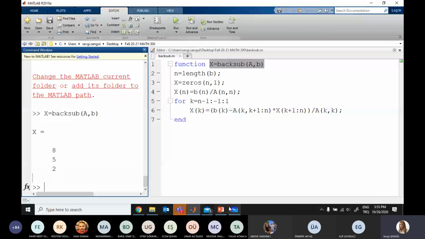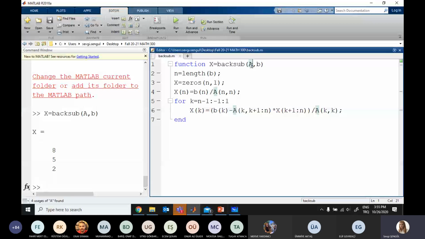Let's see, is it true? Is the result 852? Yes, it is 852. So this is the program that once you define the triangular matrix with the right hand side, it will give you the solution. And you can check one by one how the program is working behind. But again, you don't have to understand that part at least, but you need to know, once you have the function, how can you call it? How can you define these inputs?